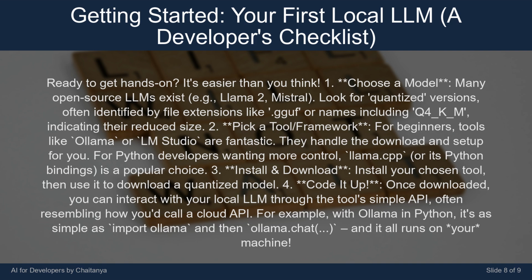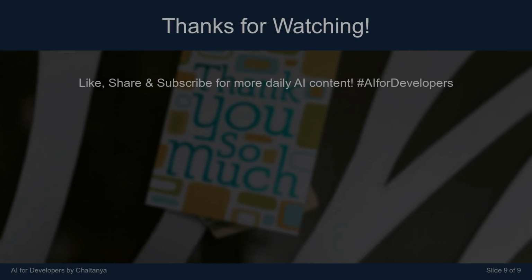3. Install and download. Install your chosen tool, then use it to download a quantized model. 4. Code it up. Once downloaded, you can interact with your local LLM through the tool's simple API, often resembling how you'd call a cloud API. For example, with Ollama in Python, it's as simple as import ollama and then ollama.chat, and it all runs on your machine.